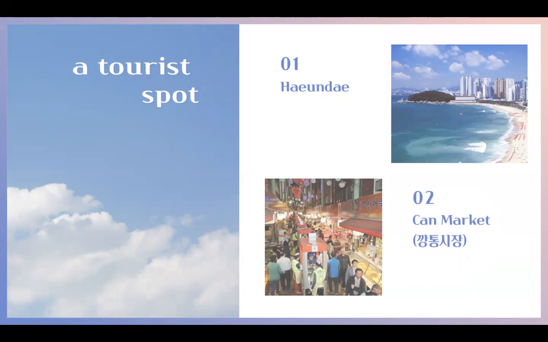Also, many people gather at night because of busking. The second is the tin market. You can eat a lot of food, such as Busan fish cake, seotak, fried food, and so on.